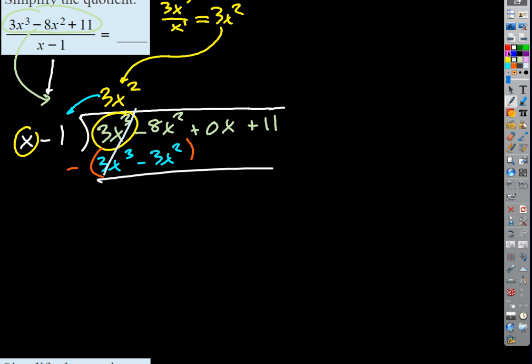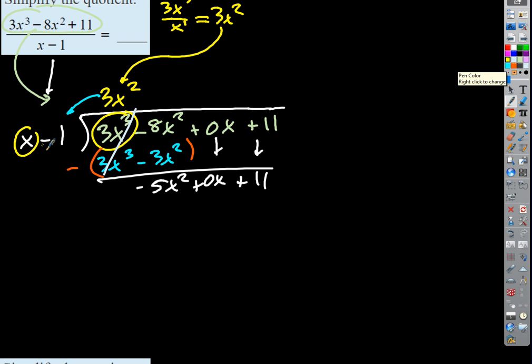Now, what do I get when I subtract negative 8x squared minus negative 3x squared? Subtracting a negative is the same as what? Adding. So what's negative 8x squared plus 3x squared? Negative 5x squared. And then I just drop all this stuff straight down, just like I do with regular long division. Now I start over.